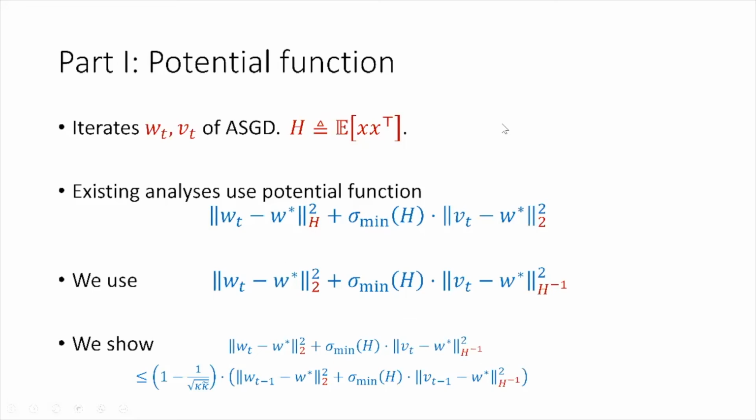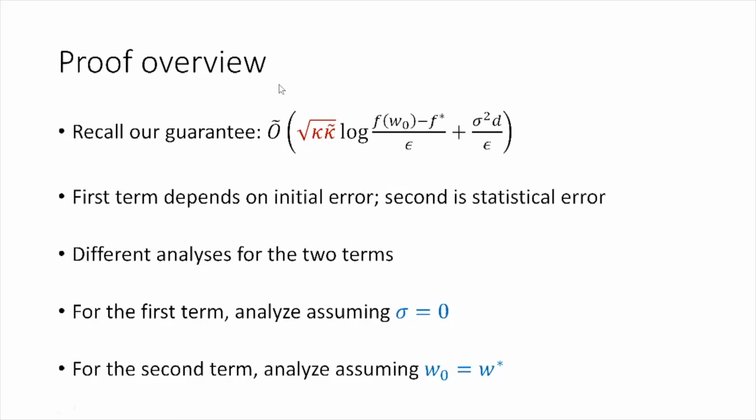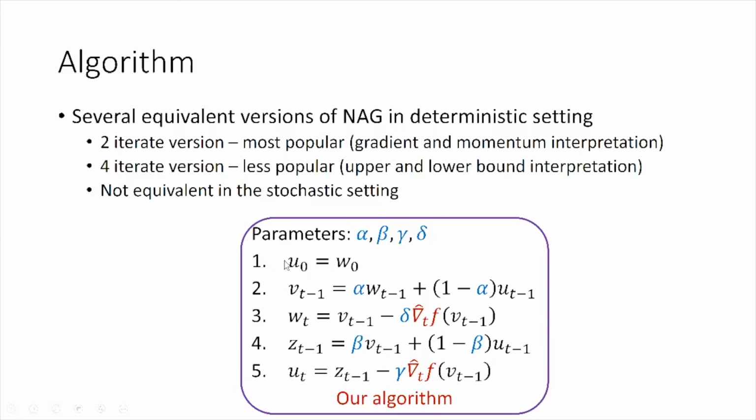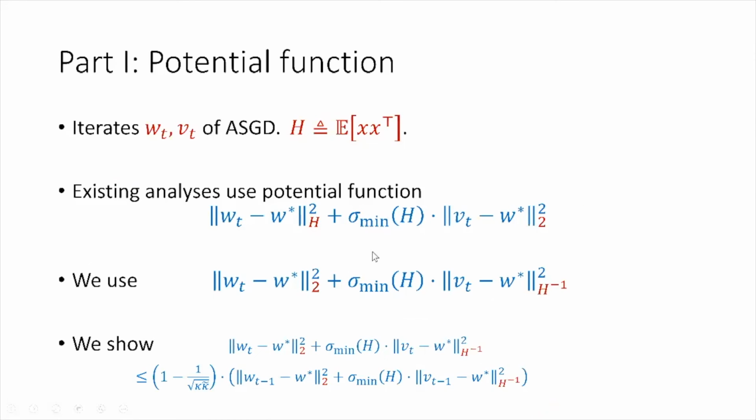For the first part, we use a potential function which is inspired by the analysis of the deterministic version of accelerated gradient descent that I described here. The main idea is to use a potential function where you track the distance between Wt and W star in the Hessian norm, and at the same time you track the distance between Vt and W star in the L2 square norm. From an intuitive point of view, this is trying to capture the function value difference.